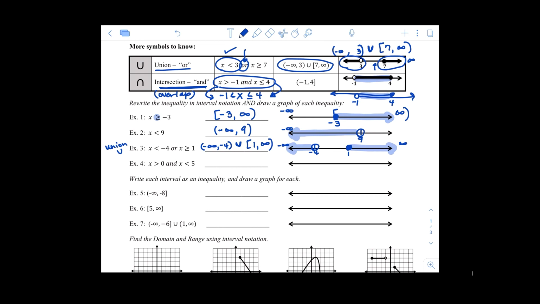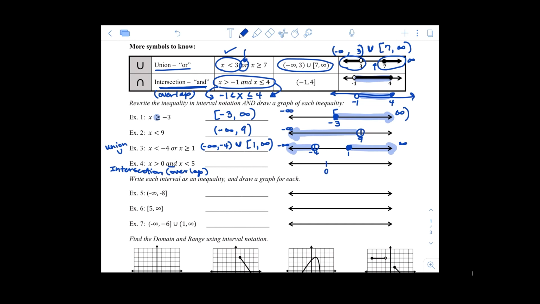Number 4 is an AND. It said the word and. That's an intersection. Remember, an intersection is simply the overlap. It has to satisfy both. So we're going to have one interval. It's going to be caught in the middle more often than not. It doesn't have to be, but it often is. Let's pretend like we're going to draw it, and then we'll really draw it. Let's start by sketching and look for the overlap before we make our final decisions. First portion of this compound inequality: x is everything greater than 0.